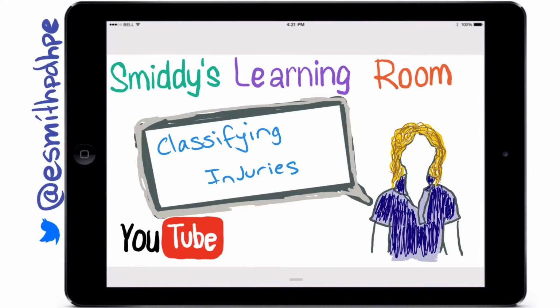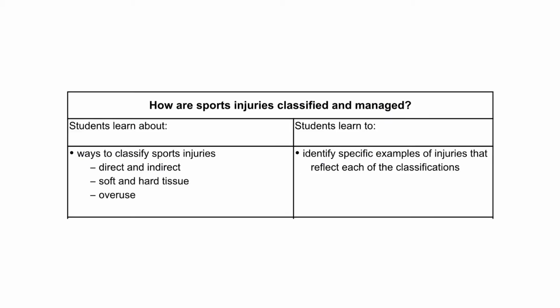This video is the first video for the HSC option Sports Medicine, and we're going to have a look at how do we classify injuries. So when we look at the syllabus, we look at the focus question, how are sports injuries classified and managed? And we look at the first dot point, ways to classify sports injuries. So we're going to look at direct and indirect injuries, soft and hard tissue injuries, and overuse injuries.